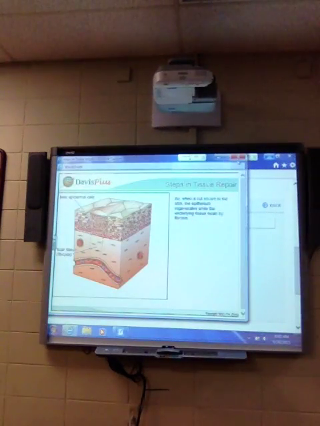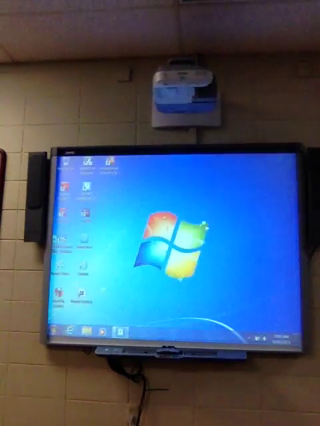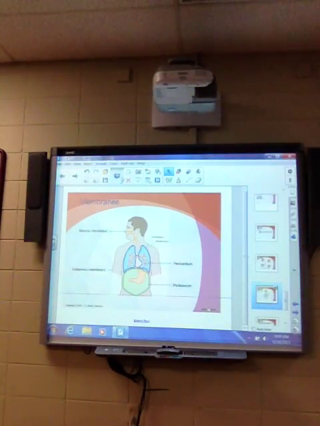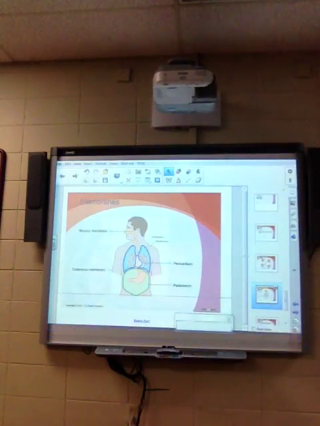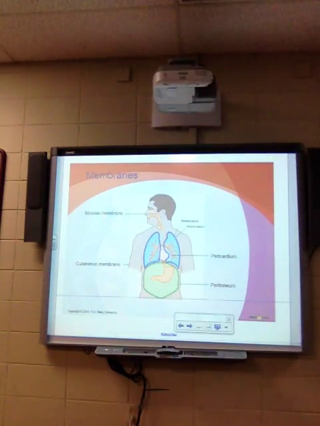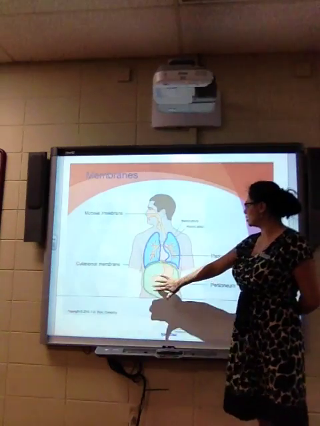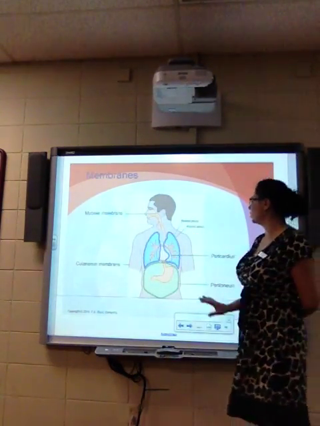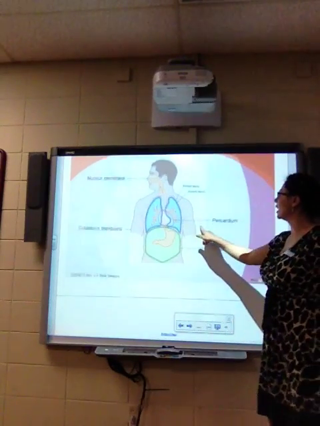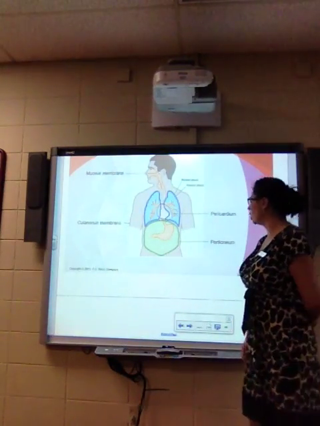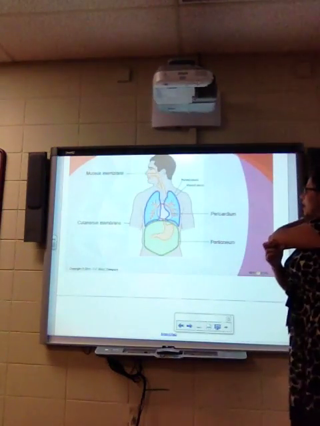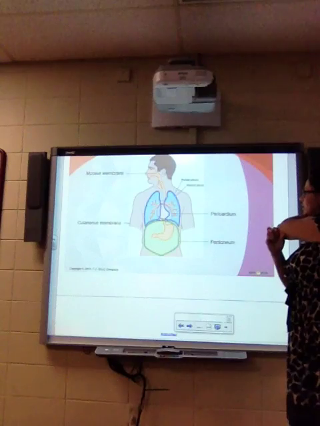Let's look at some membranes, which are another thing that we will see time and time again, because when we talk about the digestive system, the respiratory system, the cardiac system, we will talk about these membranes again. So they're not ever going to go away. The first membrane I'll talk about very quickly because it's very simple.